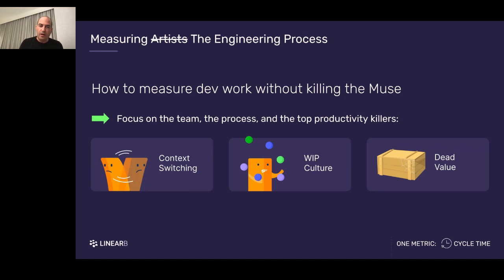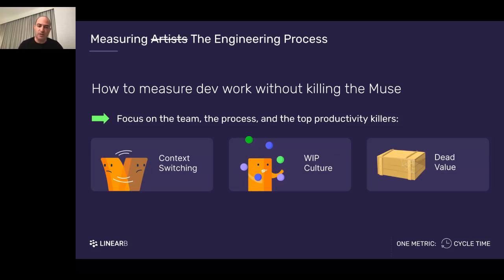So a key thing about measuring the dev process is to move from measuring developers to measuring the process itself, and looking at the team, looking at how the team functions as an organ that delivers software. No one can deliver products alone. It's always a team function. And focusing on what are the key killers of productivity when the team is working on software.